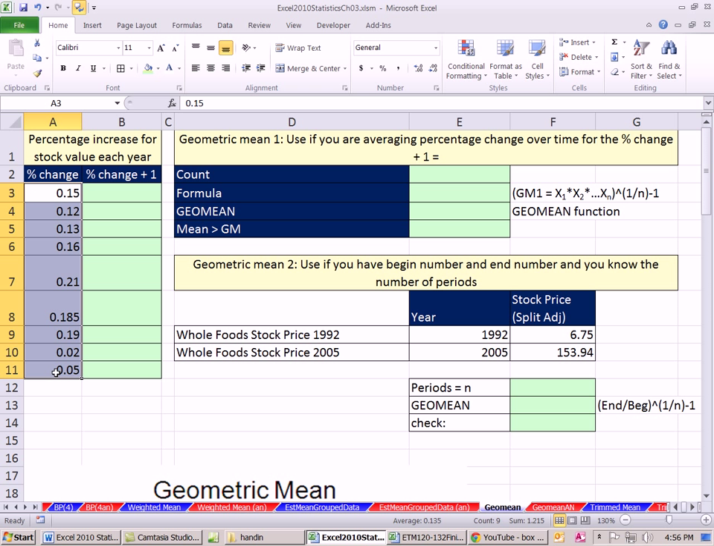Now, most people just use the mean or the average function. And in fact, in a lot of finance, people looking at stock values and bond value changes and all that kind of stuff actually do use the mean or average function. As we'll see, we're going to do both here. The GeoMean is more conservative. It actually gives you the true average compounding rate. So it's a type of average when you have percentage changes.